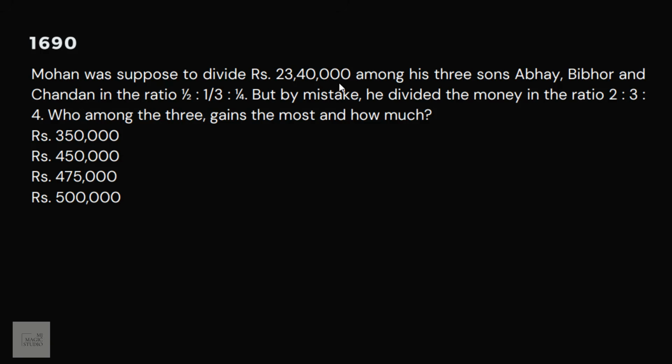Mohan was supposed to divide 23,40,000 among his 3 sons, A, B, C, in the ratio half is to 1/3 is to 1/4. That means simply multiply each by 12, which gives 6 is to 4 is to 3. He wanted to divide in the ratio 6 is to 4 is to 3. But by mistake he divided the money in the ratio 2 is to 3 is to 4. Who among the 3 gains the most and how much?